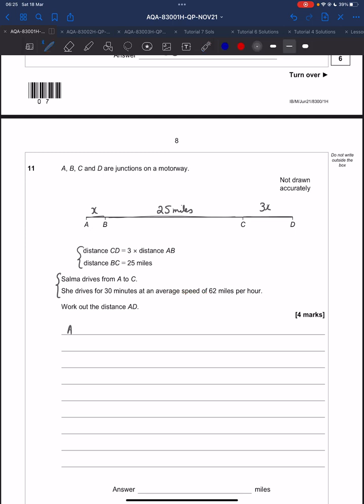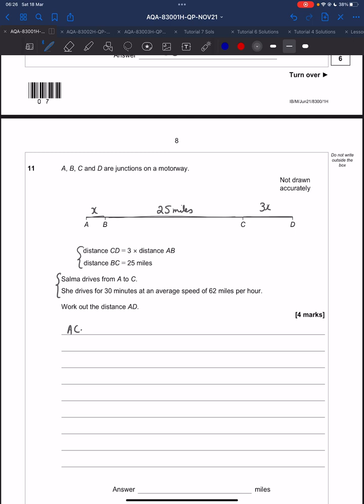So the A to C, if it had been a full hour at 62 miles per hour, she'd have done 62 miles. She's driven for half an hour. 30 minutes is half an hour, so it's 31 miles. Okay, 30 minutes. Does that make sense?